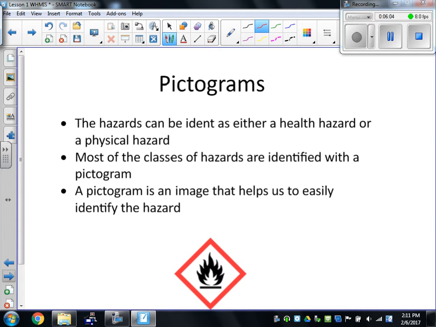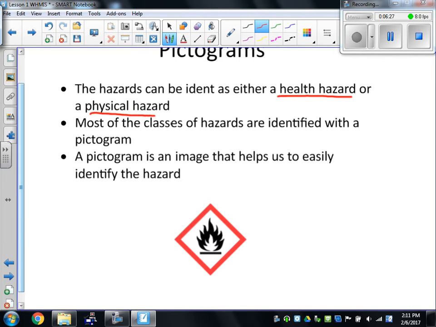So pictograms. The hazards can be identified as either a health hazard or a physical hazard. Most of the classes of hazards are identified with a pictogram, and a pictogram is an image that helps us to easily identify the hazard. Obviously we need to know what those pictograms are if we're going to be cautious of those things. So in this case here, obviously looks like it's a fire, yes? So we'd want to be careful that it doesn't catch on fire.